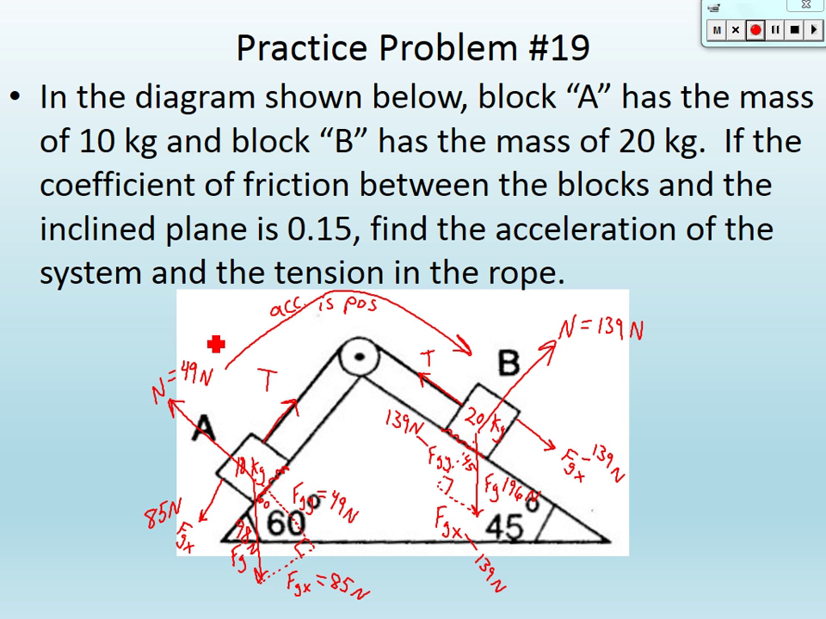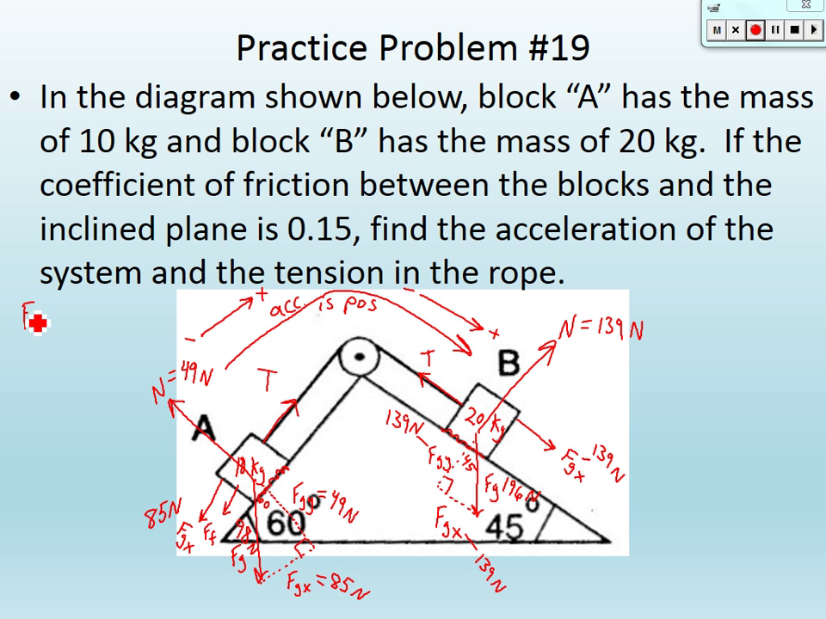So now we can get our sign notation. On the left, as it moves up the ramp, that's going to be positive. That means as it moves down the ramp, that's negative. But on the right side, as it moves down, that's going to be positive, and when it comes up is negative. Okay, so our sign notation is very important. Now we know which way it's moving, we can draw in the friction. If block A is moving up, which way is friction going to go? It's going to come down. It always opposes motion, so force of friction comes down.